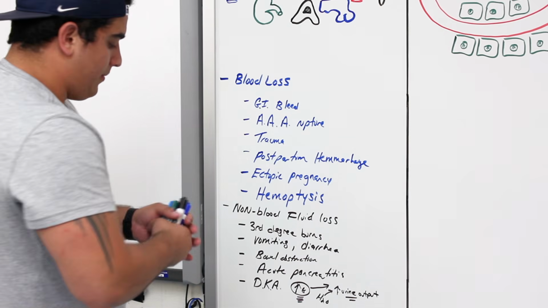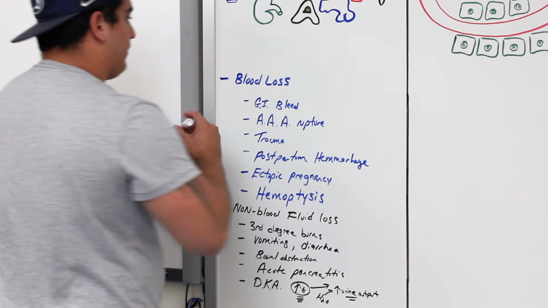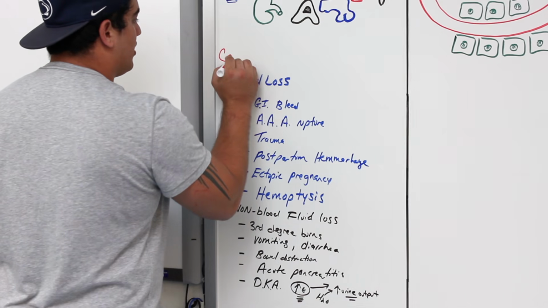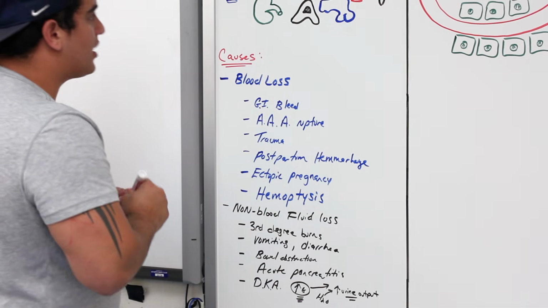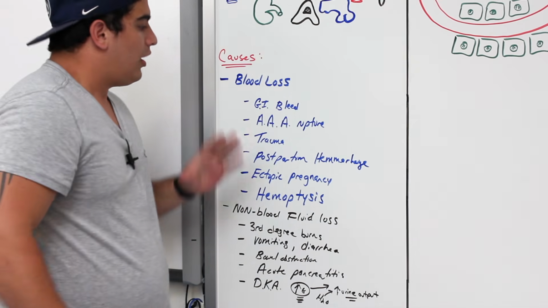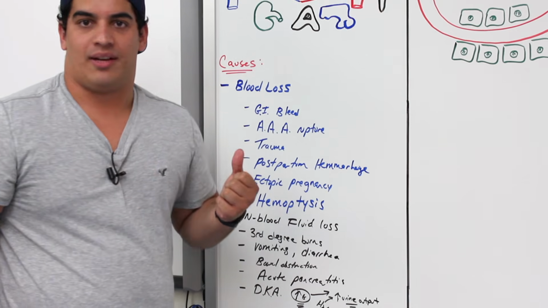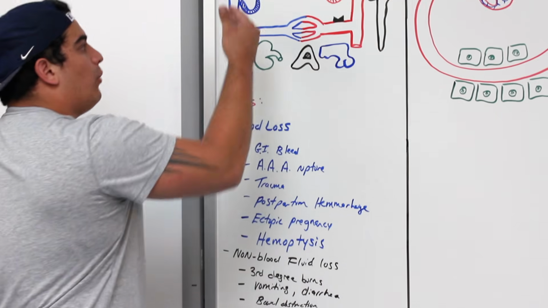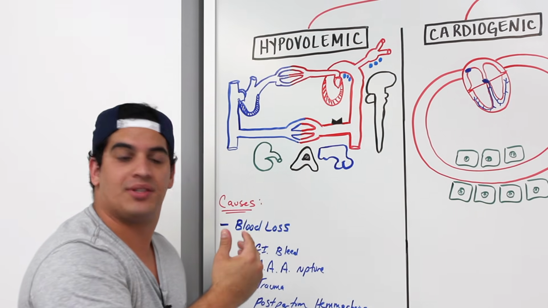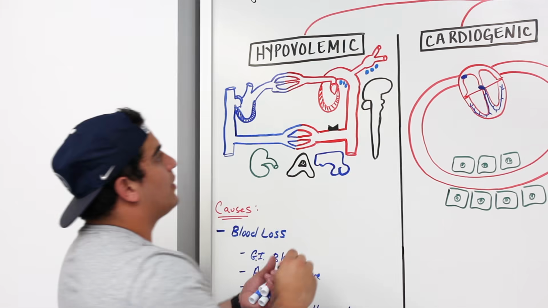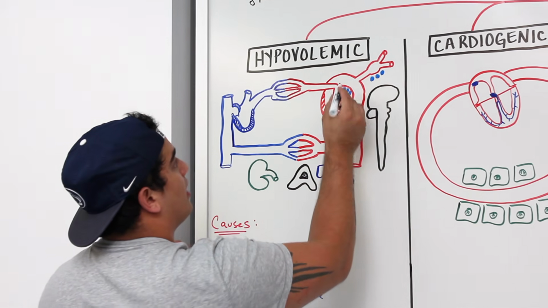The question is, now we know the causes. Let's write this up here. These are the etiologies, or the causes, of hypovolemic shock. The next question that we have to ask ourselves is, very quickly, how does the body compensate for it? Super quickly. When your blood volume decreases, what are these receptors over here called? Baroreceptors. Remember these baroreceptors that were located within the aortic sinus and the carotid sinus?